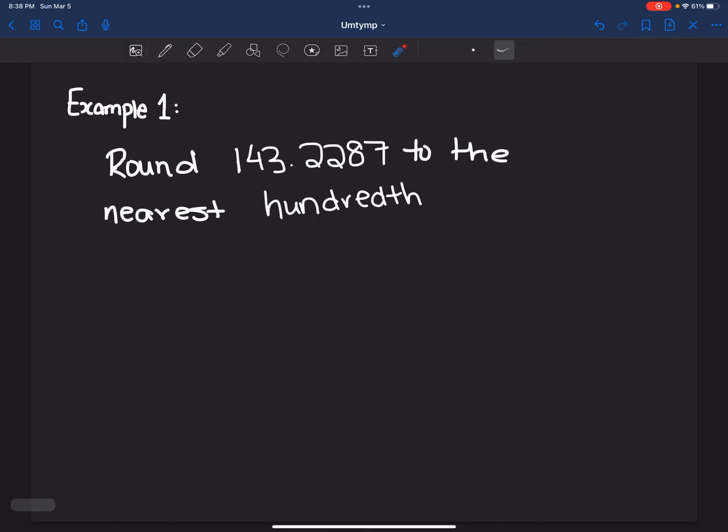First thing that we can see is this is clearly not an UMTYMP problem, and the reason is I just want you to get accustomed with rounding. So let's take a look at this. Round 143.2287 to the nearest hundredth. First thing to notice is that it says TH instead of 100. So the first thing to do is to write out these digits: 143.2287. Try and solve this on your own, pause the video and come back.